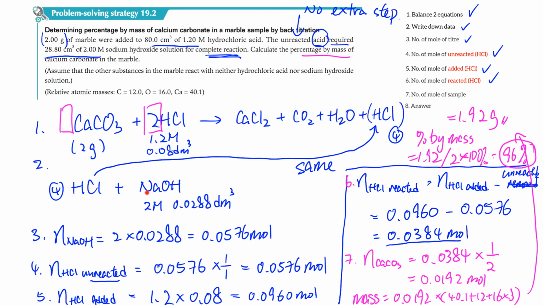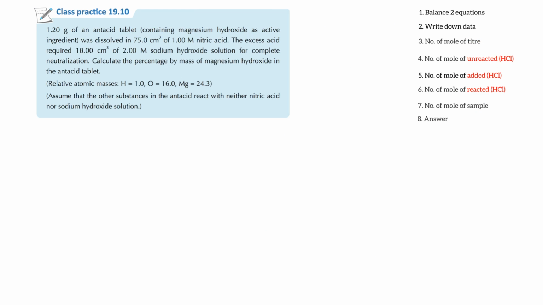So normally it will start from the titration reaction first, find out the HCl remaining, and then you find out the added one minus the remaining, and then you can know the really reacted one, the reacted HCl. Then we use this reacted HCl and the mole ratio to find out the number of moles of calcium carbonate. It will be like that. Just to give you one more example.